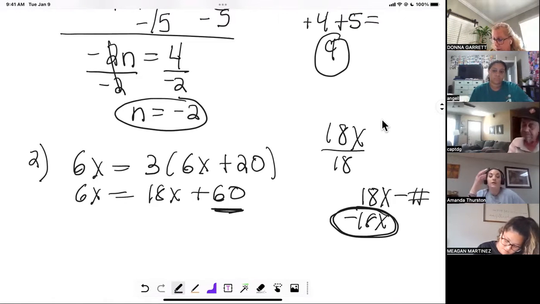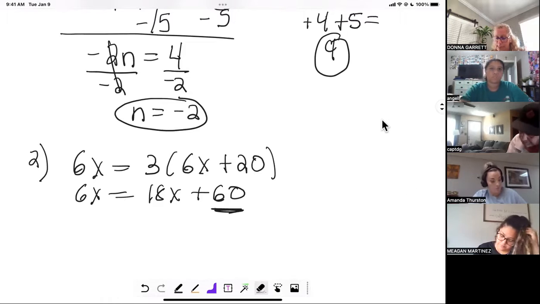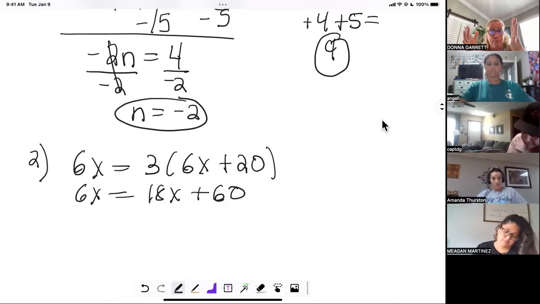I get so confused because when I see 18x, I think 18 times x. So then I think, divide. Right. Okay. So think of it this way. Think of your purpose for a minute. Your purpose is to get x's together, right?